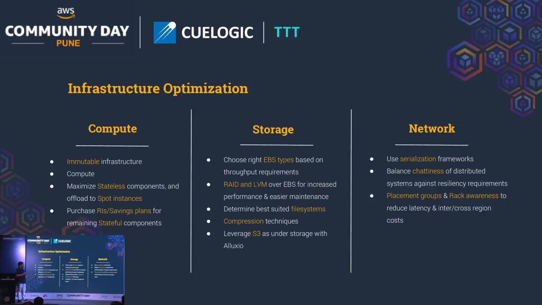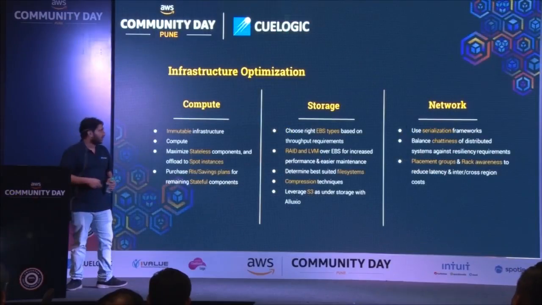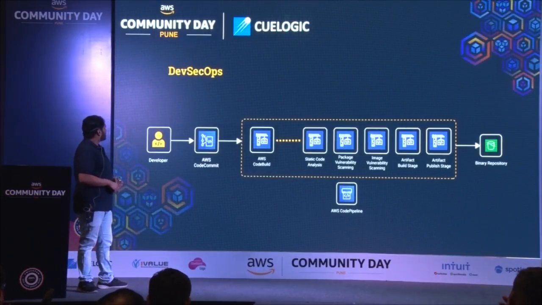From a network perspective, there is serialization and chattiness, but one thing I would like to highlight is placement groups and rack awareness. When you have inter-region or cross-region communication, you will be charged for it. Because you have distributed systems, they're all sending heartbeats to each other, etc. Try to keep it within the same region, and that's where you can use placement groups and rack awareness. A lot of the frameworks and databases support rack awareness. You just have to make sure that it falls within the placement group, put a label, etc., and manage the life cycle of that. So that's from the infrastructure optimization.